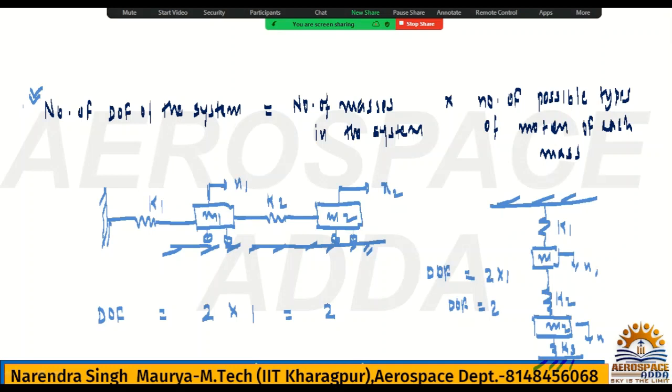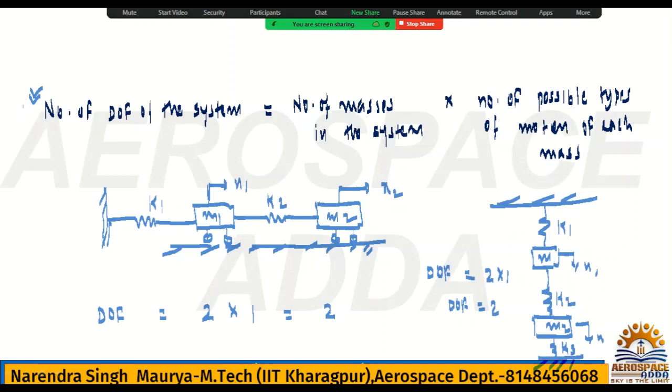Actually, the basic definition I explained when I started the vibration: the independent coordinates required to describe the motion of the system is called degree of freedom. That is also correct, but this is a very perfect formula. In this way you can calculate degree of freedom and the answer will be correct, no doubt. Because if I say independent coordinates required, you may sometimes go wrong in counting them, but if you remember this formula, then 100% your answer will be correct.